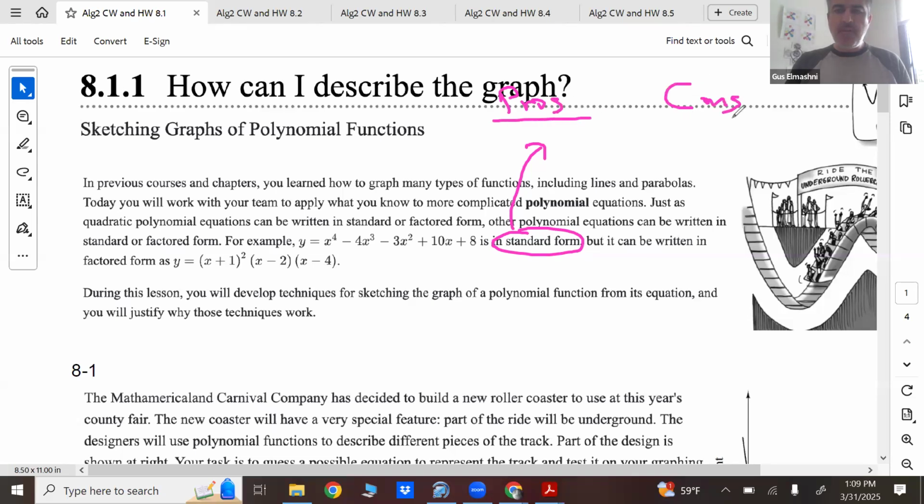During this lesson, you will develop techniques for sketching the graph of a polynomial function from its equation, and you will justify why those techniques work.